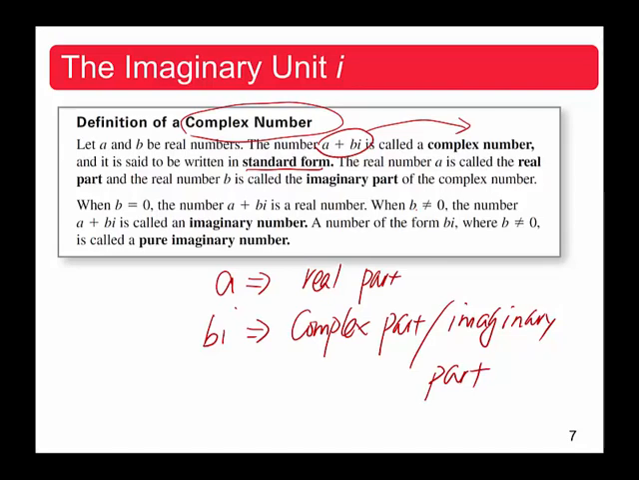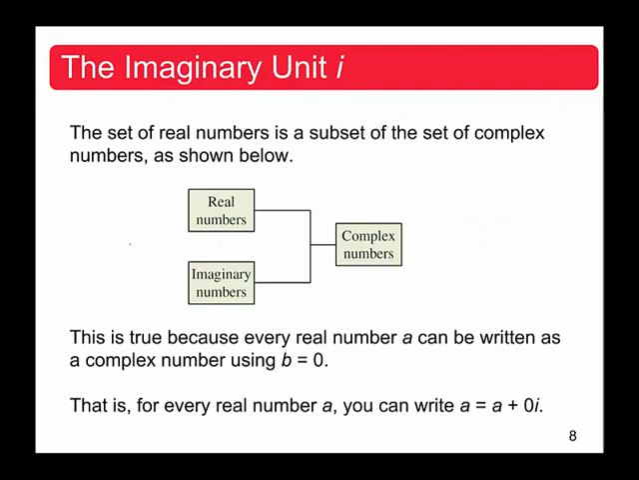And when the b is not equal to 0, we call this imaginary number. a plus bi is called an imaginary number. And a number in the form of bi, meaning there's no real part or real part equal to 0, it's called a pure imaginary number. Just a couple terms for you to understand. So again, a typical complex number has two parts, real part and imaginary part.